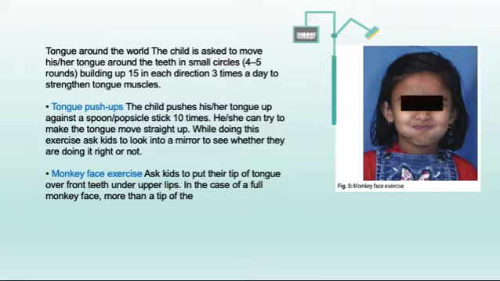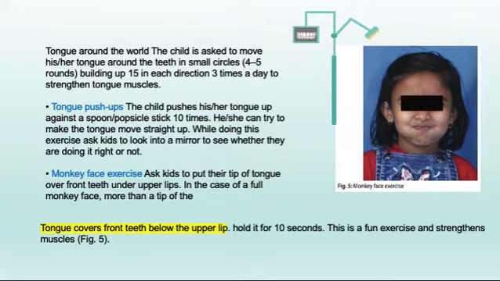Monkey face exercise. Ask kids to put the tongue over the front teeth under the upper lip. In the full monkey face, more than the tip of the tongue is used. The tongue covers the teeth below the upper lip. Hold it for 10 seconds. This is a fun exercise for strengthening muscles, like figure number 5, the monkey face exercise.